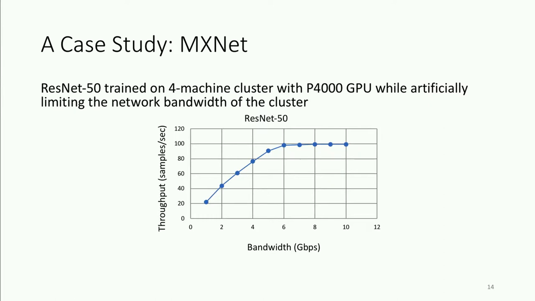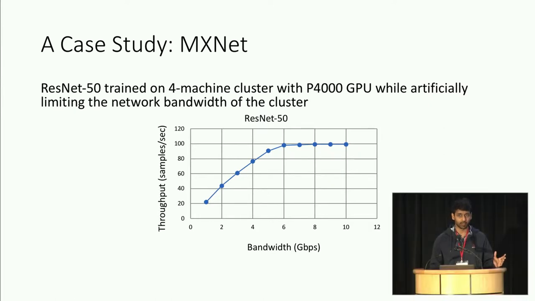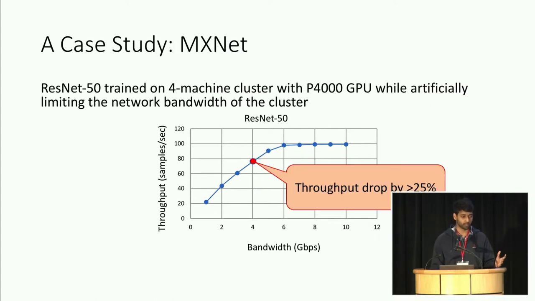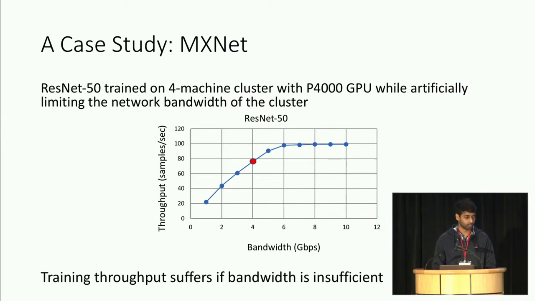So next, we conducted a case study on a popular machine learning framework, MXNet. And we trained ResNet 50 on a four-machine cluster, each with a P4000 GPU. And we measured the training throughput while artificially limiting the network bandwidth. So in this graph, it's a bandwidth versus training throughput graph. And as you can see, the training throughput starts to drop from 6 Gbps onwards. And it drops by more than 25% at 4 Gbps. So this means the training throughput suffers drastically if the network bandwidth is insufficient.